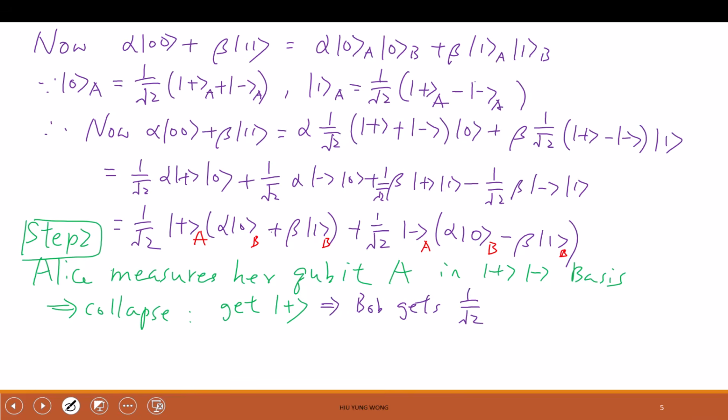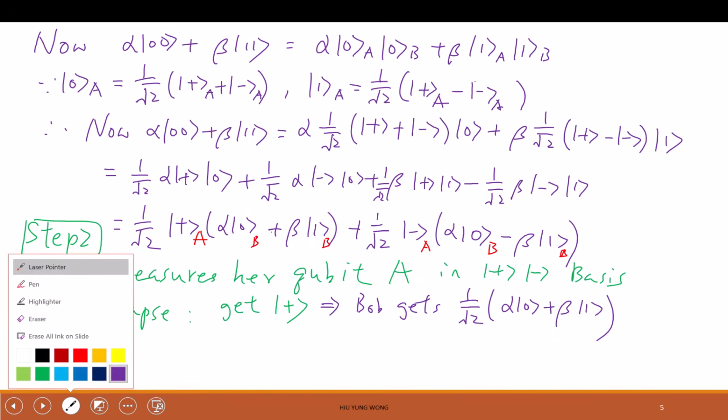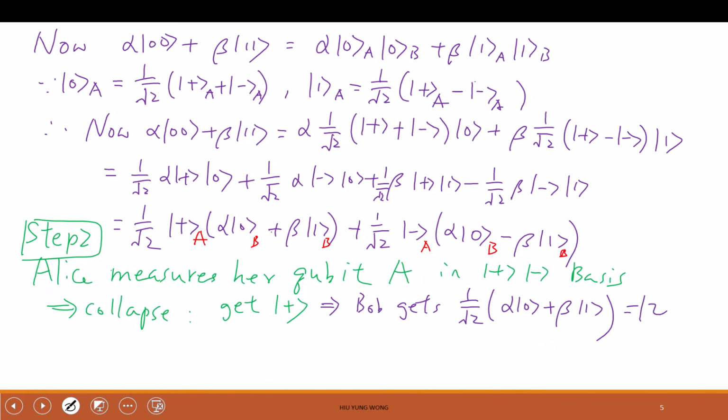1 over square root 2 (alpha 0 plus beta 1). Correct? Because once it collapses to the first term, right? So Bob's state is already here. Make sense? And what is this state? Sorry, this is exactly the state on Alex's qubit.